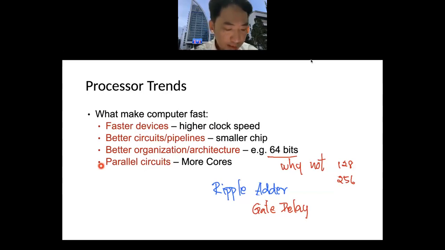And next, we can use parallel circuits. For example, we have more CPU cores. That is how we can make the computer faster.